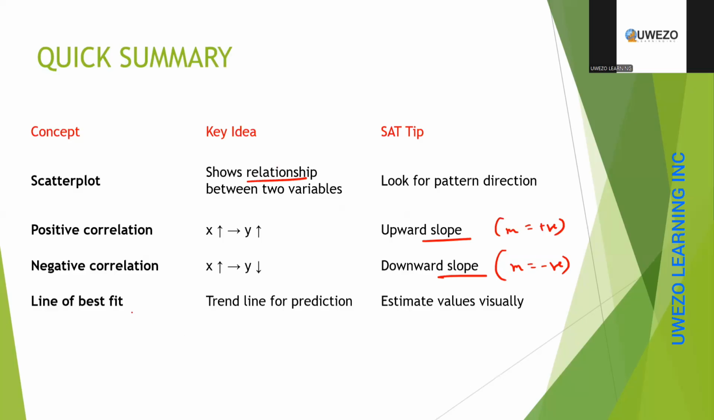And finally, for the line of best fit, we need to estimate values visually. And we need to check in the question whether it mentions according to the scatter plot graph or according to the line of best fit. When the question says according to the scatter plot graph, you pick points from the graph. And when the question says according to the line of best fit, then we need to pick points from the line.